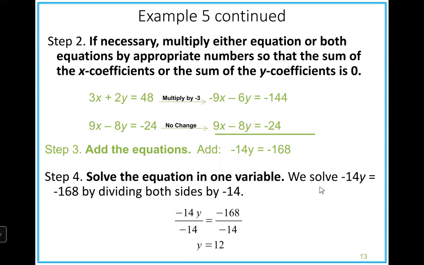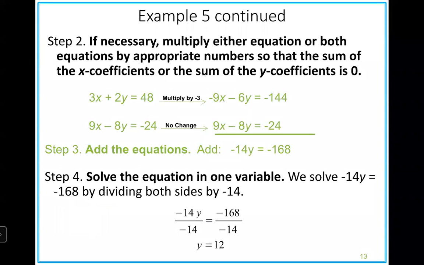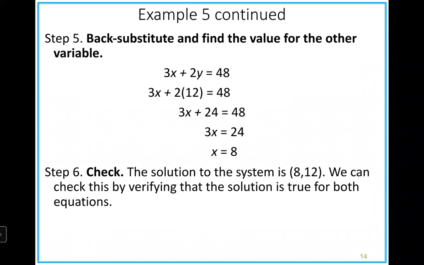Okay, so that's step 4. We solve for the variable that we did not eliminate. So now that y is equal to 12, we can substitute the value that we have for y into either of the two equations. They did it for the first one. So you put the 12 in place of y. You say 3x plus 2 times 12 equals 48. So 3x plus 24 equals 48. 3x would be equal to 48 minus 24, which is 24. So x would be equal to 24 divided by 3, which is 8.